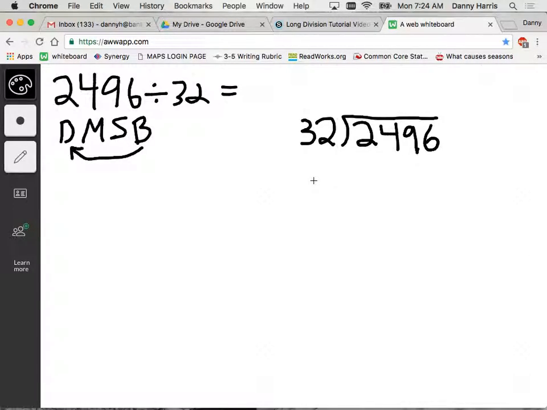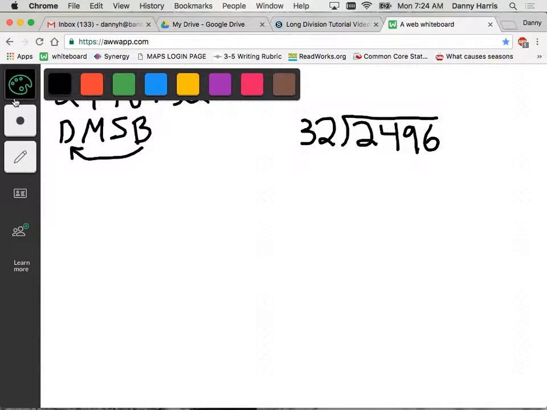So the first thing we're going to ask ourselves is, can we do 2,496 divided by 32? That's a pretty hard question to take on, so we're going to break it up and think, can I do 2 divided by 32? Which I can't. Can I do 24 divided by 32? I still can't do that, so I need to do 249 divided by 32. Now, I'm not quite sure what that is, but the lovely thing about this is we can do some math to try to figure it out.